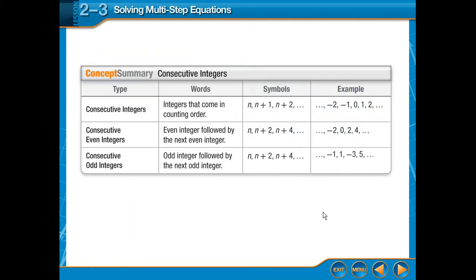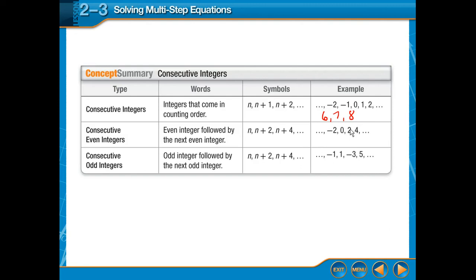Okay, so we're going to do a brief look at some number theory. In order to do this, we just want to understand some vocabulary. Consecutive integers are integers that come in counting order. For example, -2, -1, 0, 1. They're just numbers that come right after each other. I could also say 6, 7, 8. Those are consecutive integers, one right after the other.